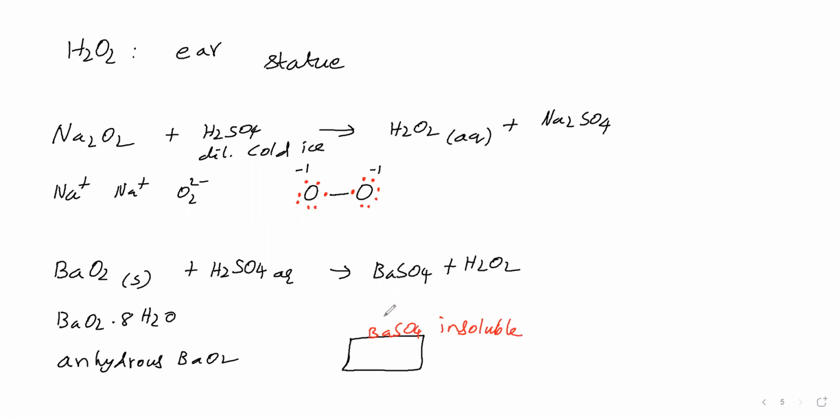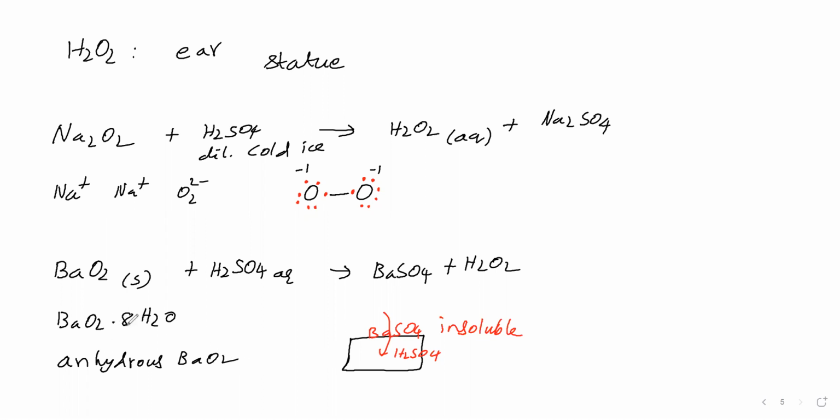Due to insoluble salt, sulfuric acid is unable to go to bulk. Bulk in the sense inside barium peroxide. So inside barium peroxide is unable to contact with the sulfuric acid. So inside barium peroxide is not reacting with the sulfuric acid because it is not in contact with the sulfuric acid. Therefore, inside barium peroxide is not converting into hydrogen peroxide. Therefore, we cannot use anhydrous barium peroxide for preparing hydrogen peroxide.